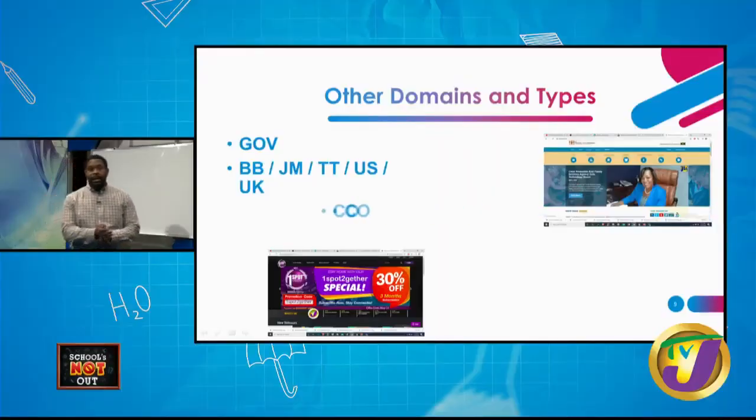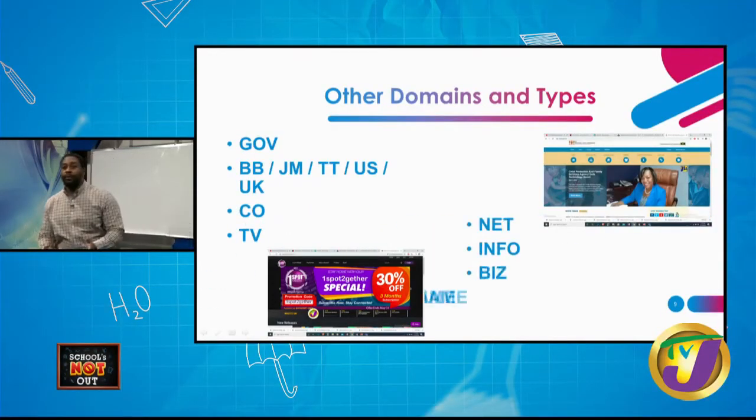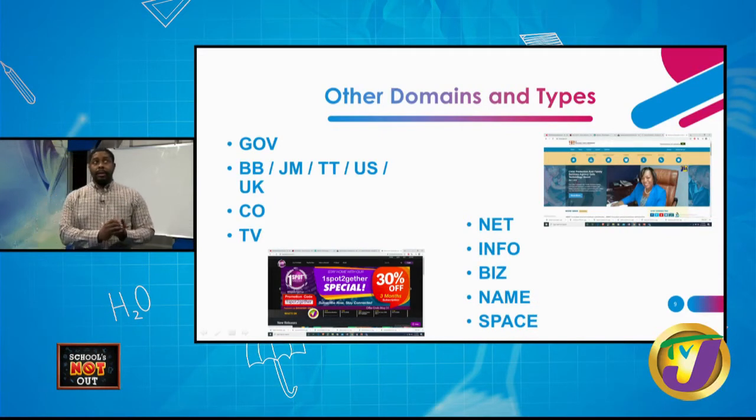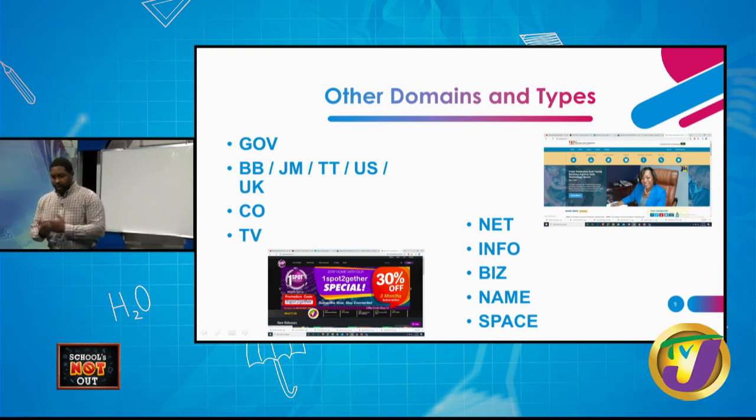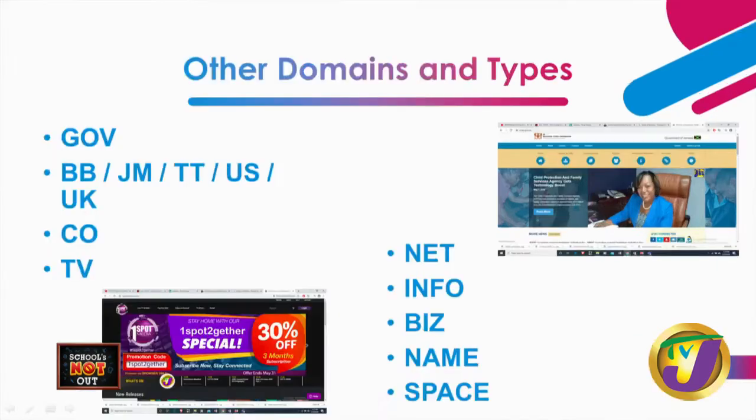Other types of domains we can talk about is .gov, and the country domains, you will say .bb, .jm, .tt, .us. Those represent the countries that register with these particular organizations who sell the hosting. If you try to visit the ministry's website, I think it's moe.gov.jm. That's one of those as well. Then you have .co, .tv, .net, .info, and you have a host of naming conventions that are out there.